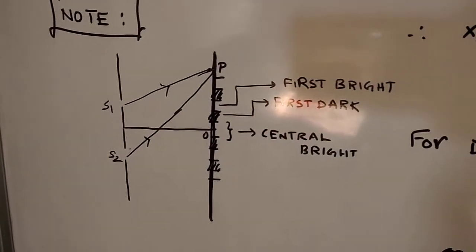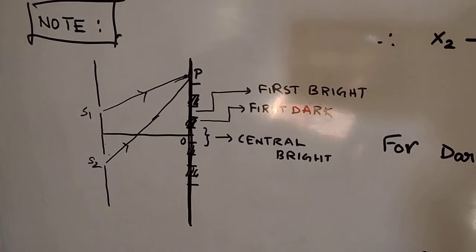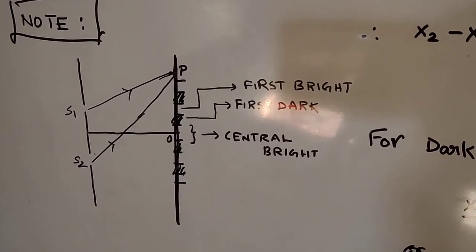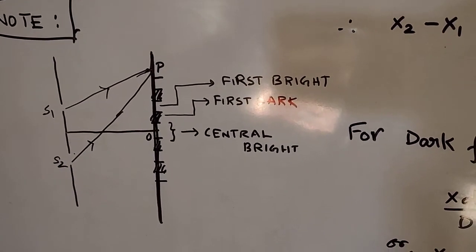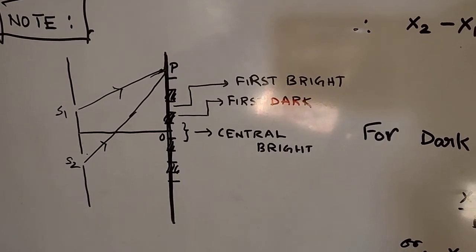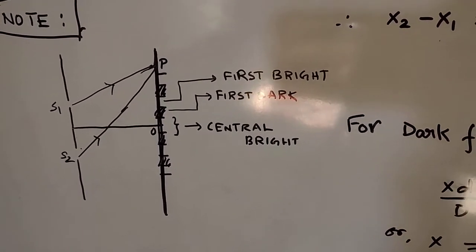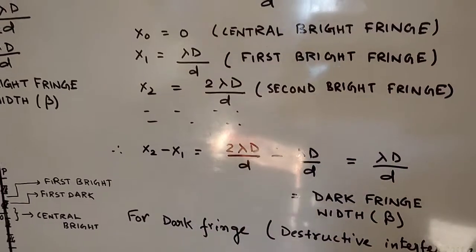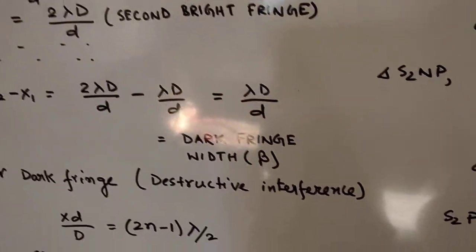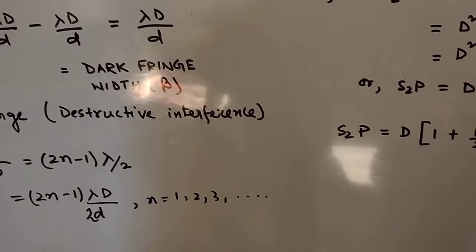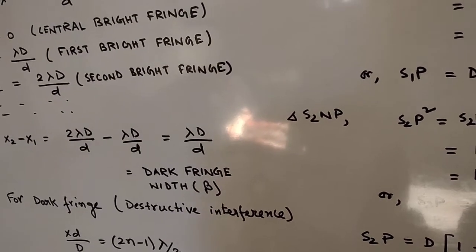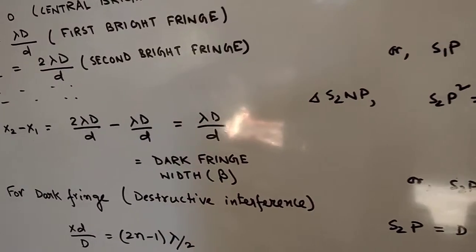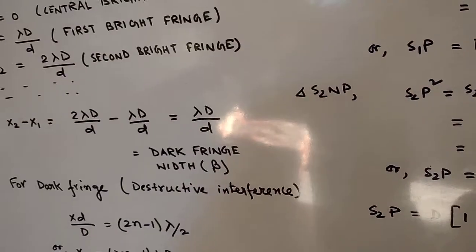So in between, as per this figure, in between two bright fringes you will get one dark fringe, is it not? Central bright fringe, first bright fringe, first dark fringe, second bright fringe. So if you consider the second bright fringe and first bright fringe, then within this you will get a dark fringe. So the width of the dark fringe can be defined by taking the difference x2 minus x1. That is your dark fringe width, and it comes out to be lambda capital D by small d, and it can be symbolized by the symbol beta. Sometimes in exams it is asked to define the fringe width, or the expression, or numericals. So lambda capital D by small d is the fringe width.